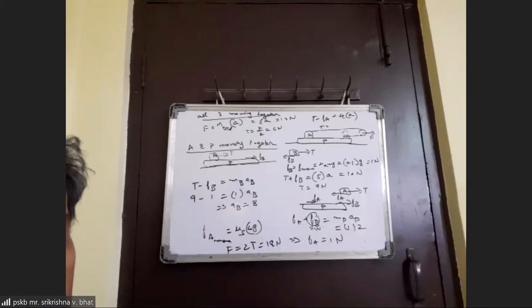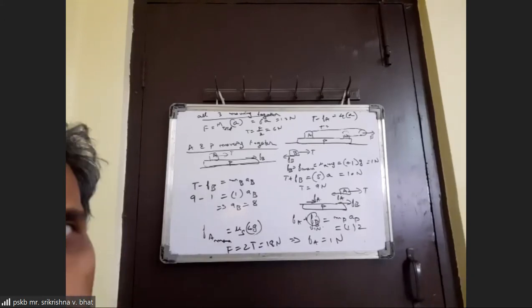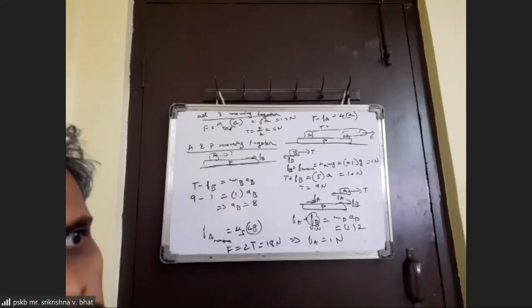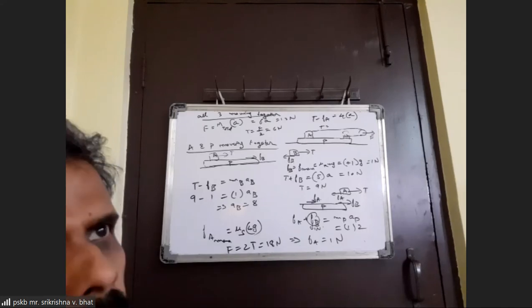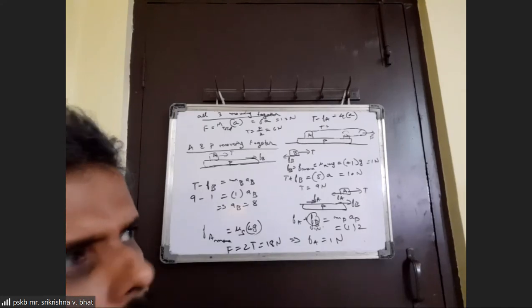That we can say. That means if relative motion should not be there, then either A or B should have acceleration more than 2 meters per second squared, or A and the plank should have the same acceleration. Now A cannot have acceleration more than 2 meters per second squared.